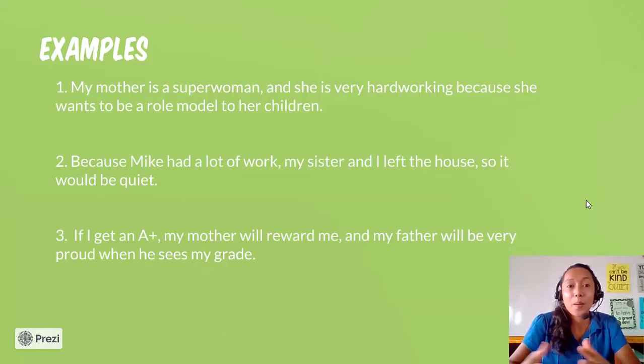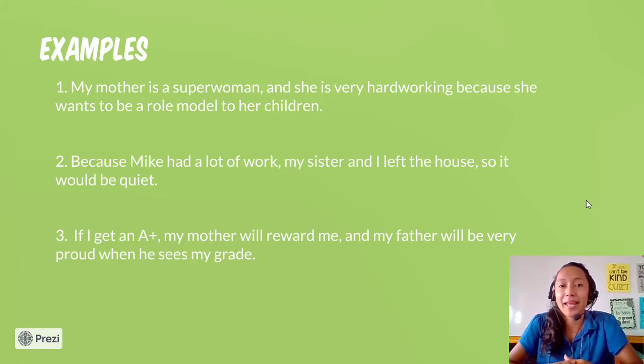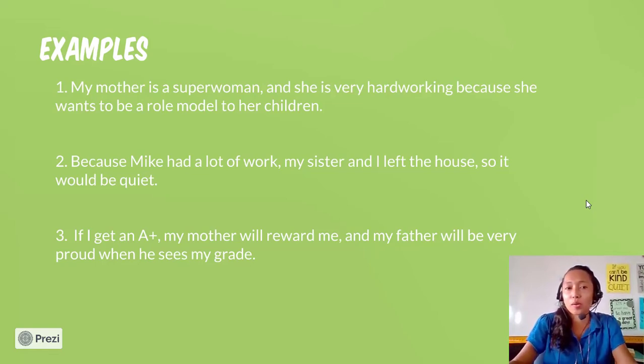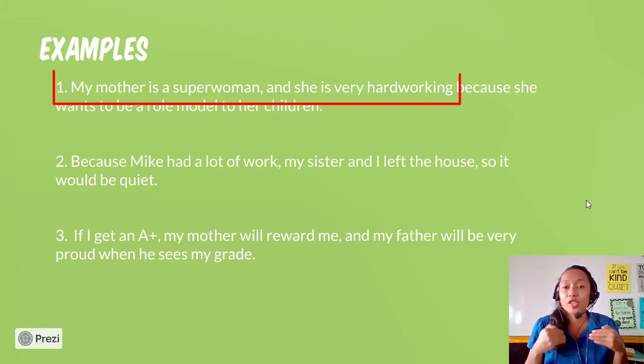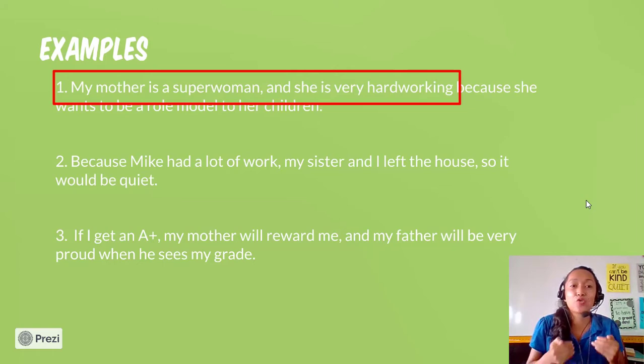Here are the examples. My mother is a superwoman and she is very hardworking because she wants to be a role model to her children. That's example number 1. Let's see why this is a compound complex sentence. If it's a compound complex sentence, it must have a compound sentence and a dependent clause, one that cannot stand alone. So the compound part of this sentence reads, my mother is a superwoman and she is very hardworking.